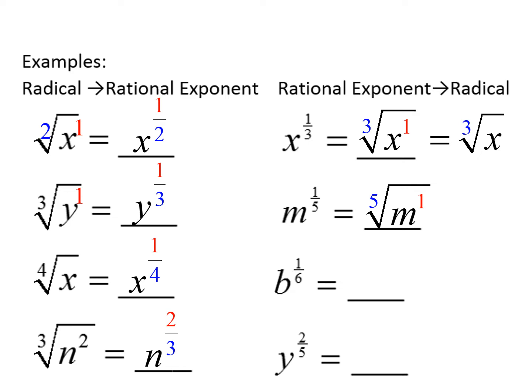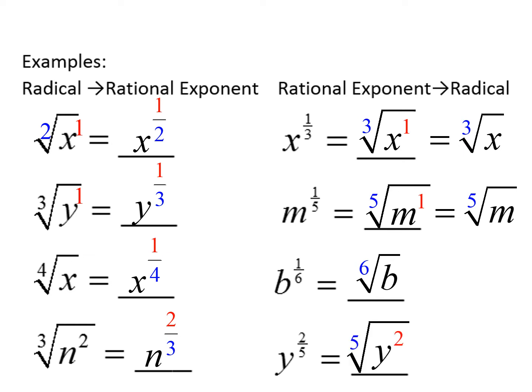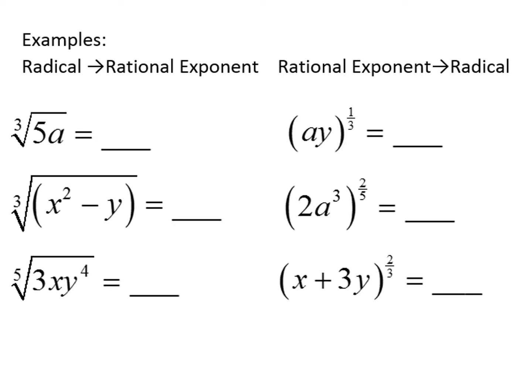Our next one, the root, which is on the bottom, is 6: the 6th root of b. B can't come out unless we have a set of 6. Y to the 2/5 power, written as a radical, is the 5th root of y squared. Alrighty. So that was level 1. Let's take it up a notch to level 2.